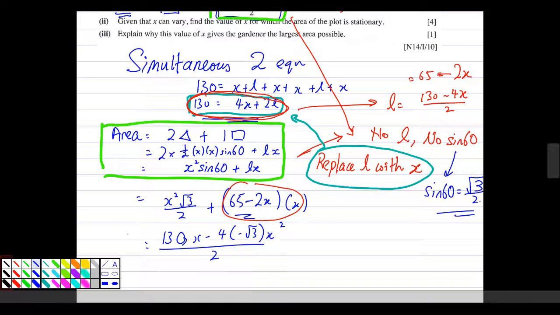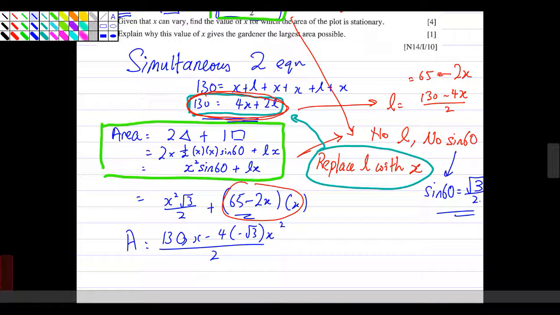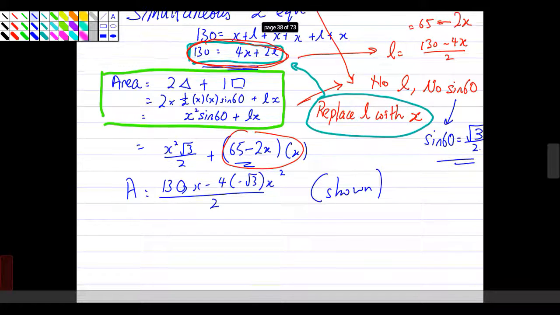Looks not nice, but if you cannot do, not to worry, because this is just 3 marks. The 5 marks is still waiting for you. Now, Raj, what do you understand about part B? Part B says what?